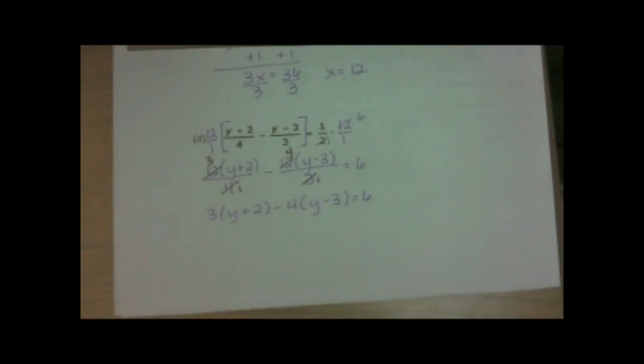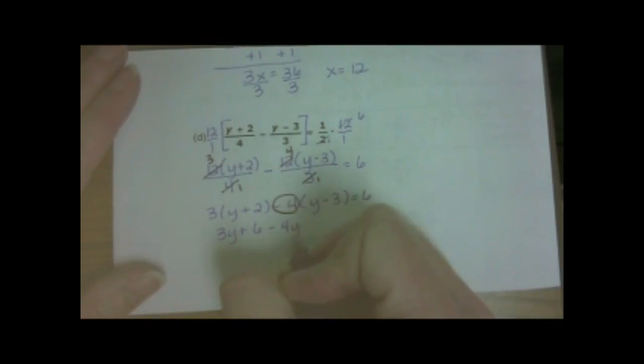I have a problem with no fractions. All right, here's the biggest issue. This is easy to distribute. When you distribute here, bring that negative with it. So here I've got 3y plus 6, then minus 4y, and negative times negative gives me plus 12 equals 6. What's my next step? Combine my like terms. So 3y and negative 4y give me negative y. 6 and 12 give me plus 18 equals 6. This problem's just getting easier.